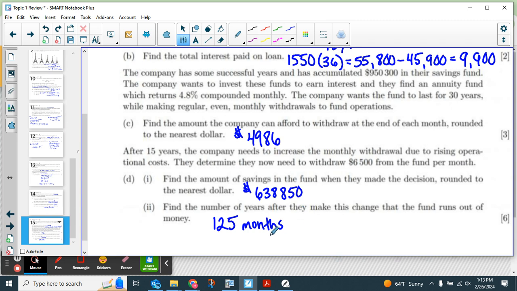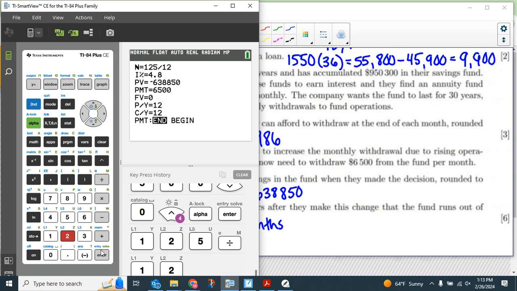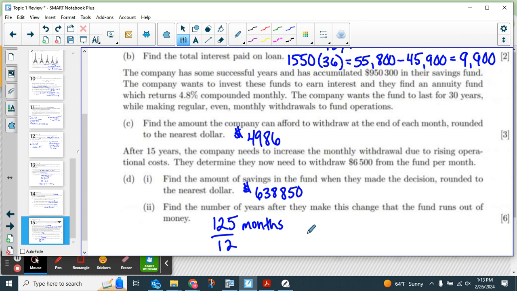So 125 months essentially. Divide that by 12. It is 10.4, so 10.4 years.